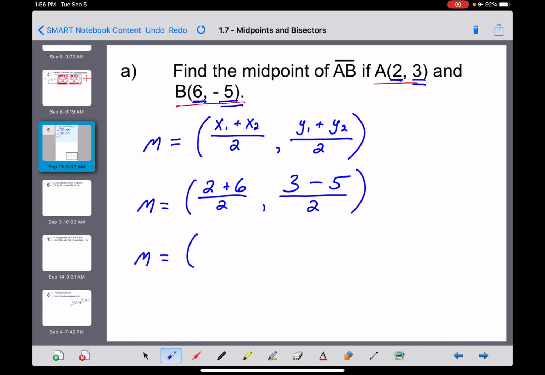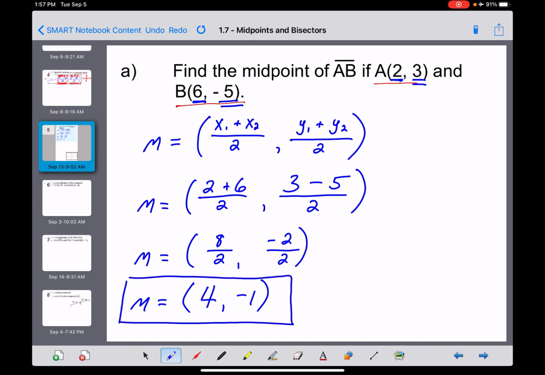We'll go nice and slow. The first coordinate, its numerator, 2 plus 6 becomes 8. We'll divide that by 2 in a moment. And in the second one, 3 minus 5 is going to give us negative 2. We'll divide that by 2 as well. And all we have to do now, guys, is clean up this division. 8 divided by 2 is 4. Negative 2 divided by 2 is negative 1. And that looks like our answer.